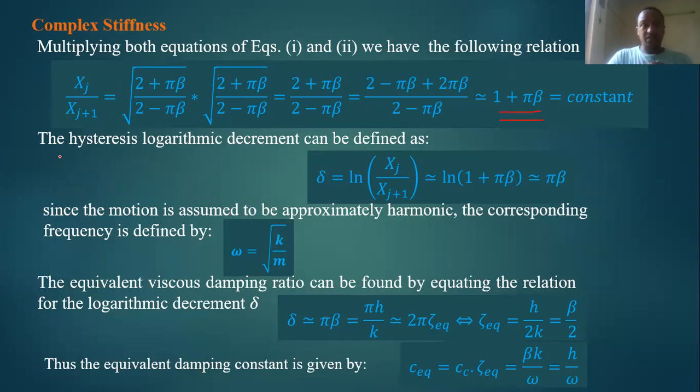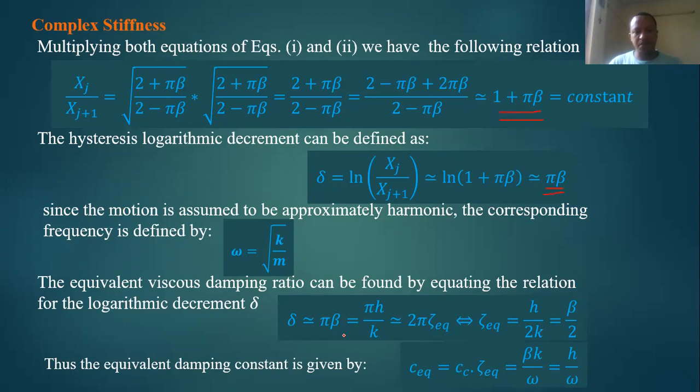The hysteretic logarithmic decrement can be expressed as delta is equal to ln of xj over xj plus 1. So that finally gives us ln of 1 plus pi beta, which is approximately equal to pi beta. So that is the logarithmic decrement. Since the motion is described to be approximately harmonic, the corresponding frequency is defined as omega equal to square root of k over m. The equivalent viscous damping ratio can be found by equating the relation for the logarithmic decrement delta.